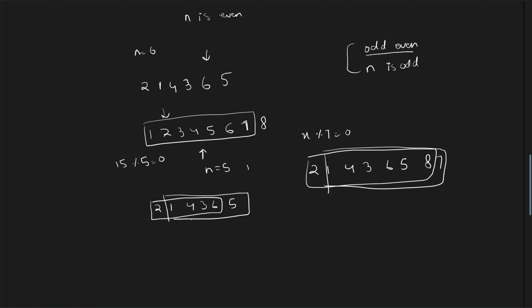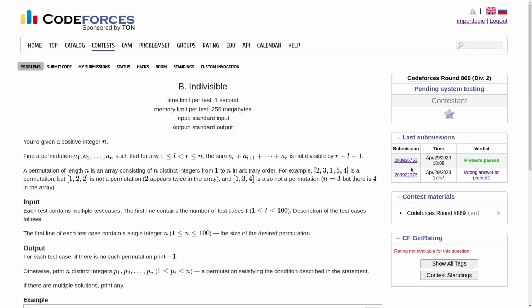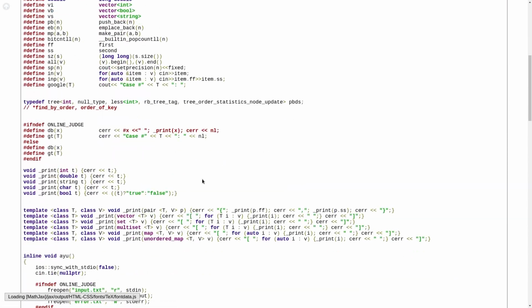So the correct way to solve this problem would be to write the first even number, then the first odd number, and then the second even number, and the second odd number, like this, right? So let me just show you the code for this particular problem now, how I implemented it during the contest.